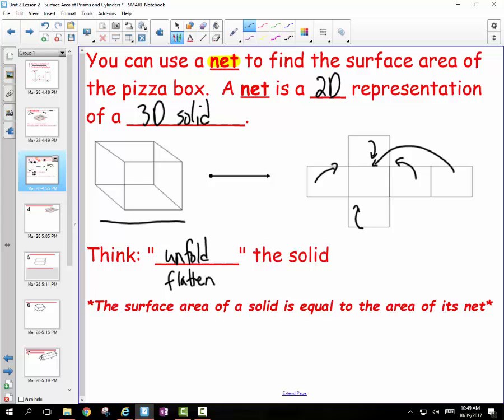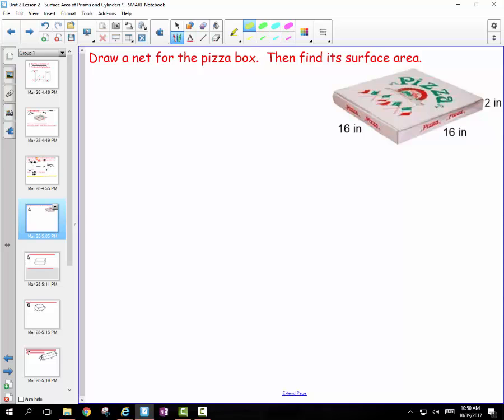Now, why are we talking about nets and why do we care? Well, because the surface area of any solid is equal to the area of its net. So if I could find the area of the net, I would have the surface area of the solid. Let me give an example of what I mean here when I'm looking at this pizza box. It says draw a net for the pizza box and then find its surface area. When I go to do this, I always try to think of starting with the bottom first. Now notice I didn't say base, but I said start with the bottom. So as I look at this pizza box, I notice what I see here about the bottom.